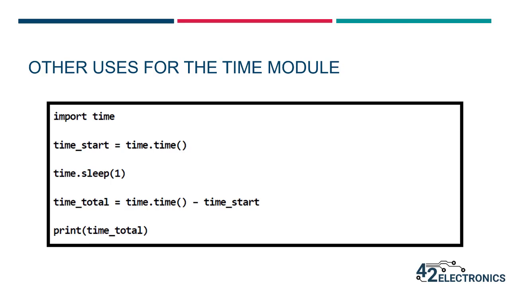Okay, so if you wanted to time how long something took, then you could use some code like this. This program will import the time module and create a variable called time start that will equal the current time. The program will pause for 1 second, then create a variable called time total that will equal the current time minus the original start time. The last line will print the value of time total.